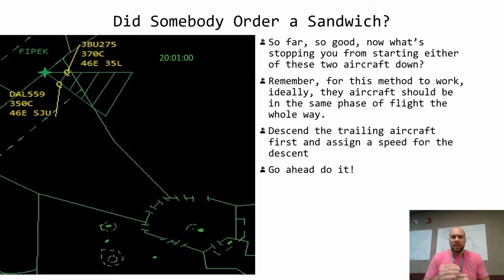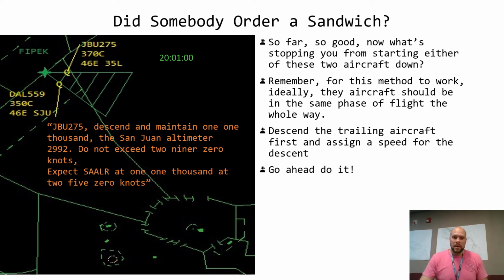So descend the trailing aircraft first. We know that from speed control back in our Borinquen series, and assign a speed for the descent. So go ahead, let's do it. JetBlue 275, descend and maintain 1000, San Juan altimeter 2992, do not exceed 290 knots, expect Sailor at 1000 at 250 knots. So good. So you started the aircraft down, right?